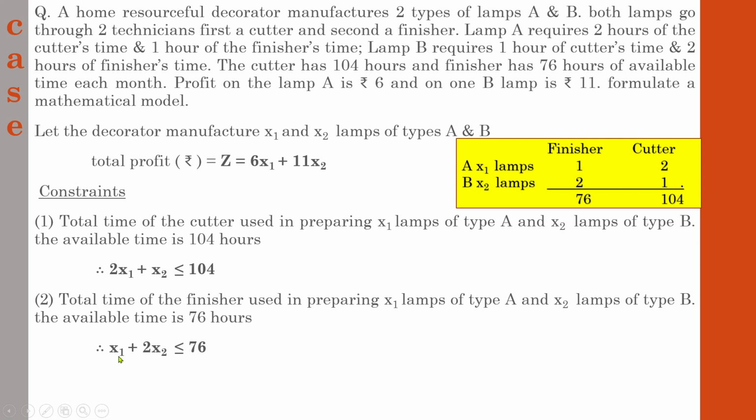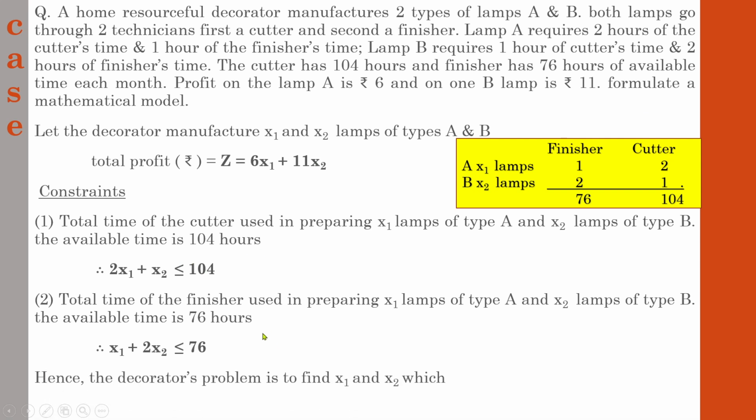I hope you understand the concept of x1 and how this less than or equal to sign came up. Same situation is applicable here also. So we have successfully found two constraints. So we found the objective function and constraints. In the question you are asked to formulate a mathematical model. You are asked to find a model. We have already found out the model.